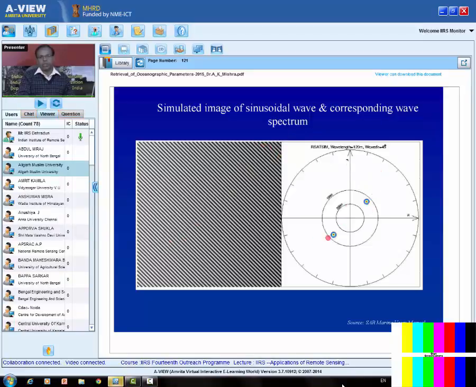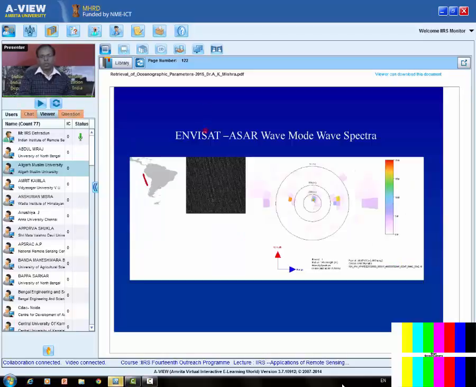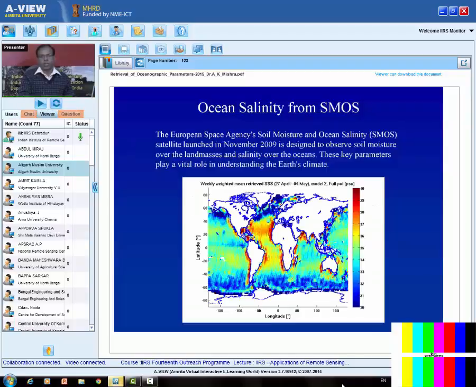So you can see the corresponding wave spectrum. Similarly, this way, ENVISAT SAR wave data is acquired at 5 kilometer by 5 kilometer resolution. This is the path, and this is one portion of the image, and the corresponding wave spectra. This can be used in the models.